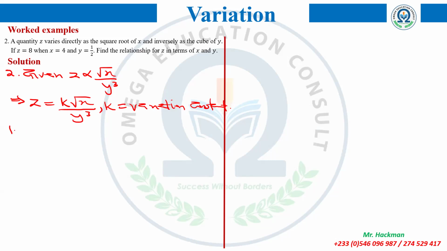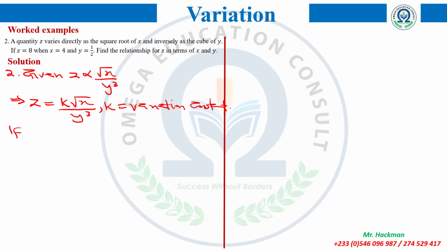If let's say you want to find the relationship, you are supposed to find k first, the constant of variation. So can you make k the subject before you input the values to find k? If not, why not? Okay, you can make k the subject before you substitute.